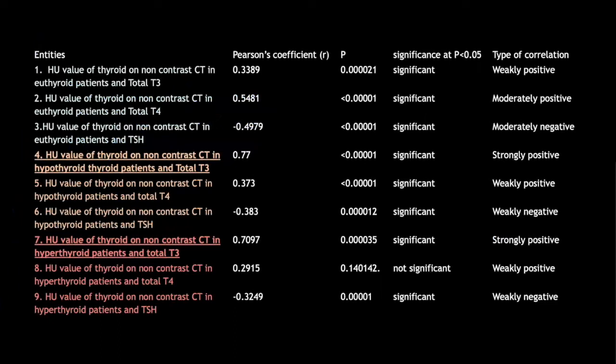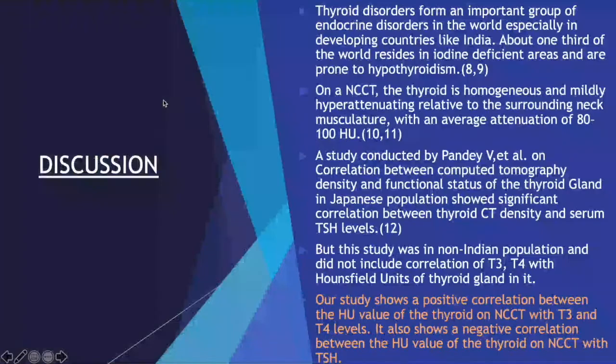This is in euthyroid patients, correlation with T3, T4, TSH. This is in hypothyroid patients, T3, T4, TSH, and this is in hyperthyroid patients, T3, T4, TSH. We found a very strong positive correlation with T3 in hypo- and hyperthyroid patients, and a weakly positive correlation with T3 in euthyroid patients. In all three categories of patients, you have a negative correlation with TSH. And T4 showed weakly positive correlation in hypo- and hyperthyroid populations, and a moderately positive correlation in the euthyroid population.